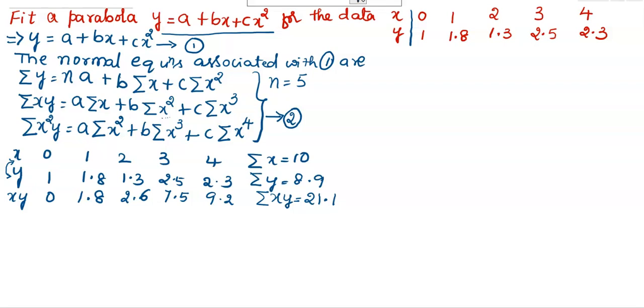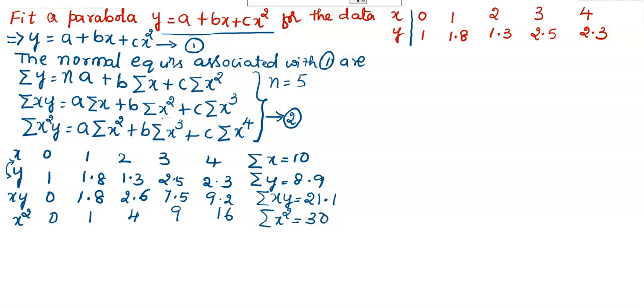Next, we needed x square into y, right? Before that, you can find x square. So x square is, square the values of x. 0 square is 0, 1 square is 1, 2 square is 4, 3 square is 9, 4 square is 16. We needed summation x square in the normal equation. You add this, and we are getting summation x square as 30.